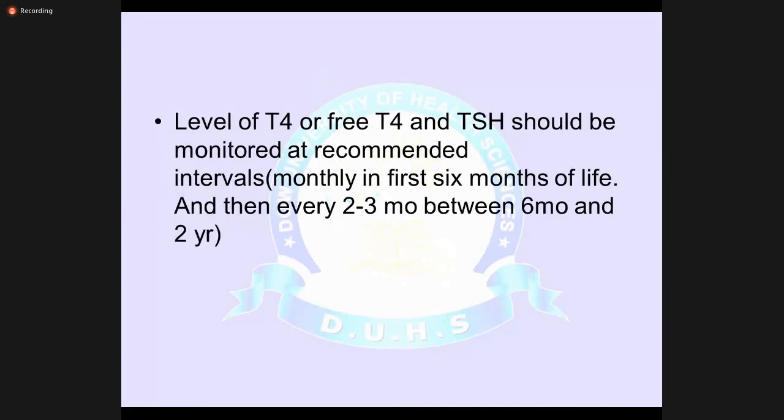Now, the levels of T4 and TSH should be monitored at recommended intervals: monthly in the first 6 months of life, and then every 2 to 3 months between 6 months and 2 years. So if you are managing a neonate with hypothyroidism, you start the treatment with a dose of 15 to 20 microgram per kilogram, and in the first 6 months of life you monitor the level of T4 or free T4 and TSH on a monthly basis. After 6 months of life, you can do it every 2 to 3 months until 2 years of age. And after 2 years of age, you might do this investigation after every 6 months.